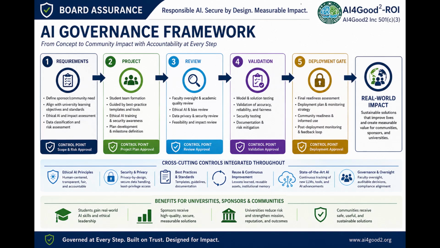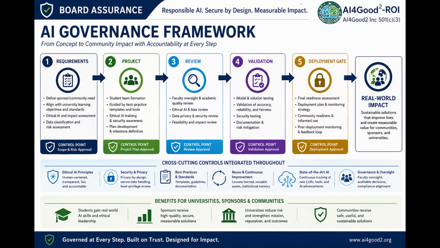We begin on the left with requirements. At this stage, AI4Good Squared works with sponsors and community partners to clearly define needs, not only in technical terms, but in terms of real-world outcomes. These requirements are aligned with university learning objectives so that student work contributes meaningfully without being burdened by full system responsibility. Ethical considerations are introduced early.